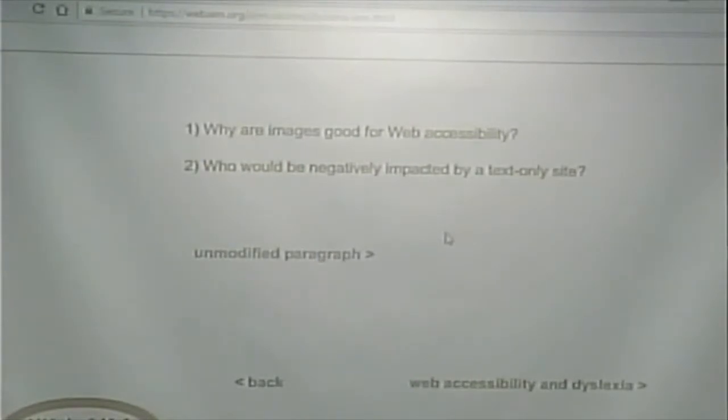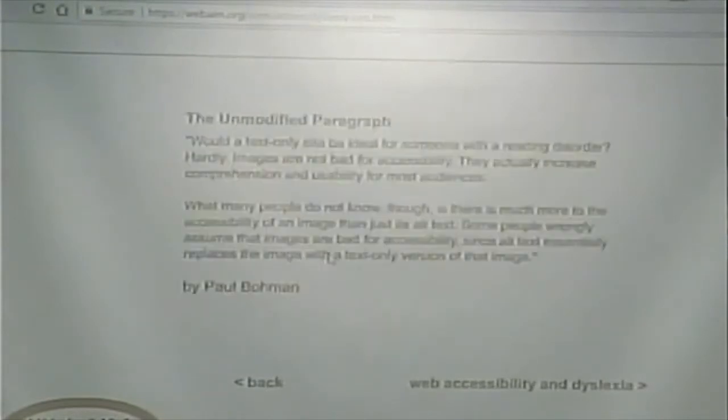So, here are questions from that. Why are images good for web accessibility? They provide an alternative for those with dyslexia or something like that, so they can get your message while not having to read everything. Who would negatively be impacted by a text-only site? Well, people with dyslexia. Here's the unmodified paragraph.